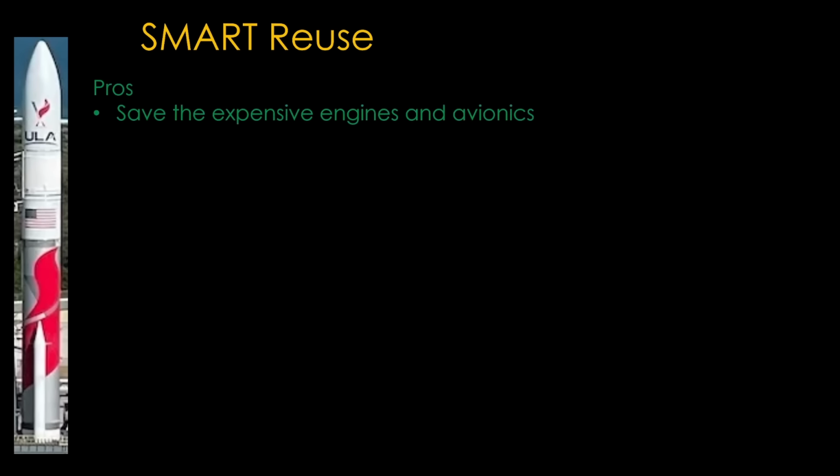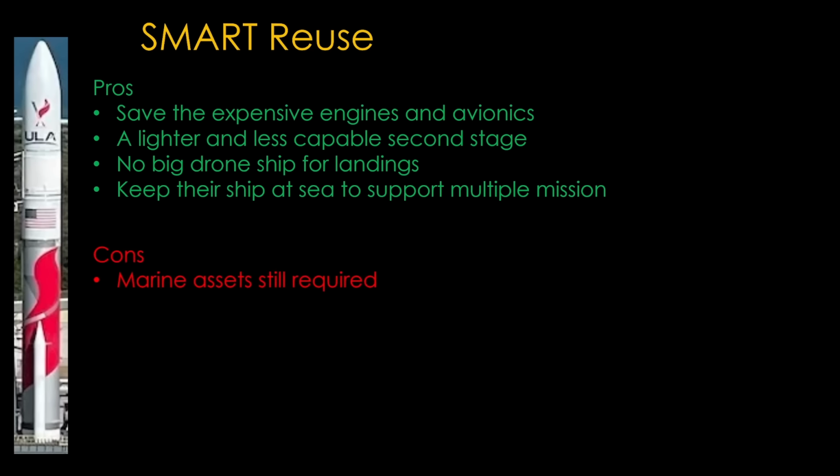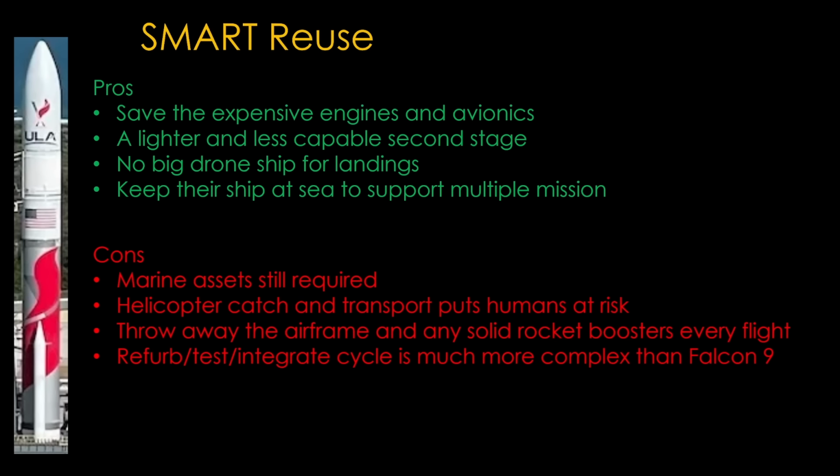The pros of this approach: they reuse the expensive engines and avionics. They get a lighter, less capable, and cheaper second stage. They don't need a big drone ship for landings. They could probably fit multiple engine sections on one ship, so it would take fewer trips. The cons: they still need some marine assets. Helicopter transport puts humans at risk and was tried and abandoned with Rocket Lab's Electron. They throw away the airframe and solid rocket boosters for every flight. And the refurbishment, test, integrate cycle is a lot more complex than the current Falcon 9 flow.